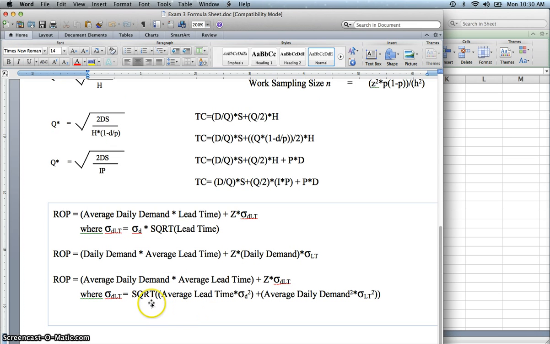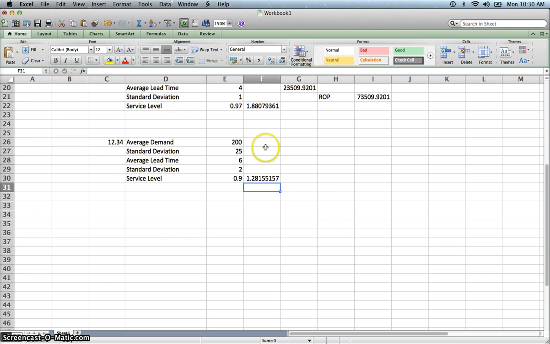Now we have a number of things that need to be squared here. So it looks like the average daily demand needs to be squared, the standard deviation of lead time needs to be squared, and the standard deviation of demand needs to be squared. So I'm going to go ahead and square those. So we know that this one needed to be squared.